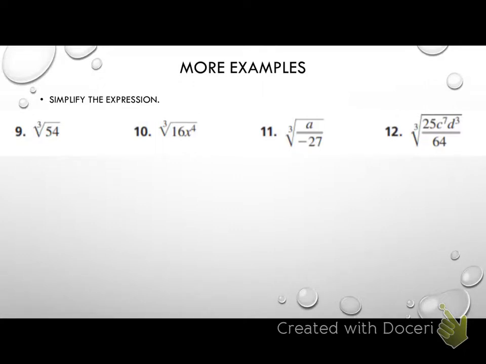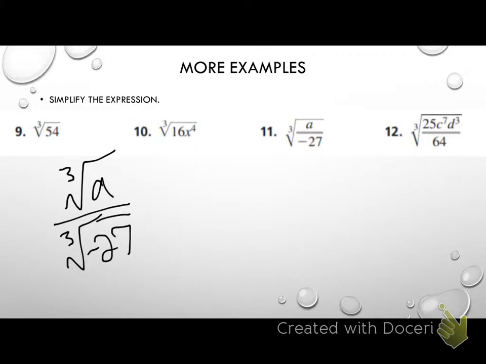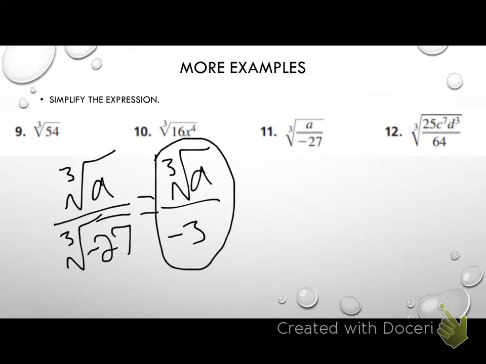Number 11, cube root of a over negative 27. Use your quotient property to break them up into their own radicals. Cube root of a over the cube root of negative 27, and then simplify each radical. I can't simplify cube root of a, so it'll just stay like it is. It's already in simplest form. Cube root of negative 27 would give me negative 3. This fraction is already in simplest form, so here's my answer for number 11.